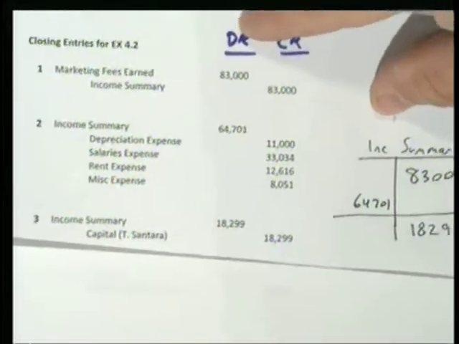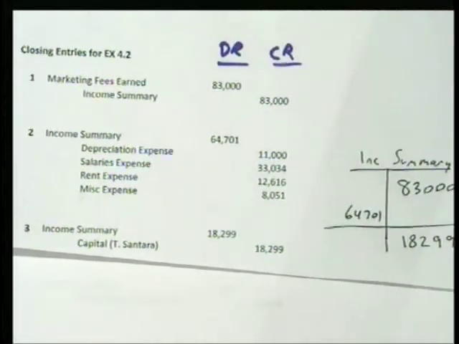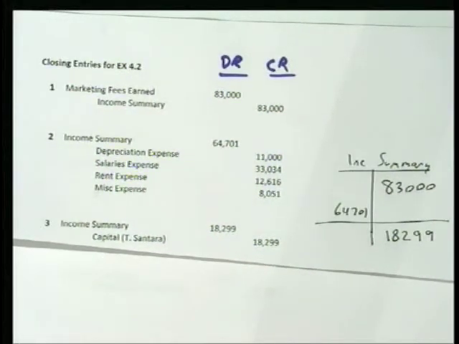Okay? All right? Now, did anybody accidentally make the mistake of somehow, in this third entry, looking at what the capital balance was, of $66,701? Did anybody make that mistake? Okay, don't do that. We're not closing the capital balance. We're closing the income summary to capital. Does this make sense?